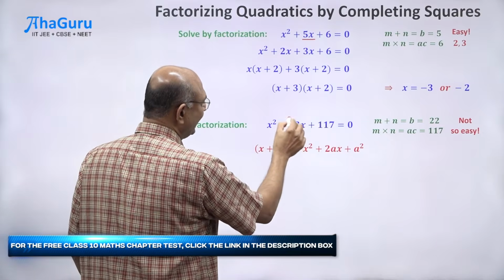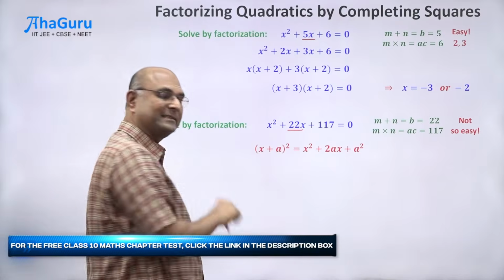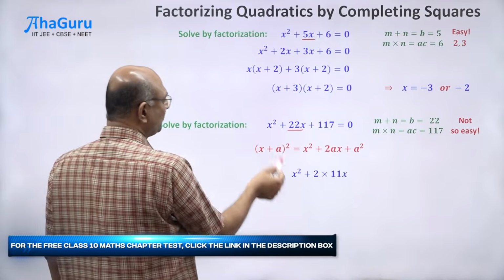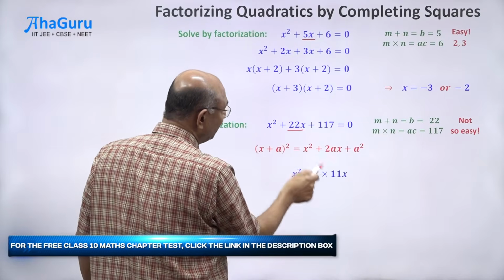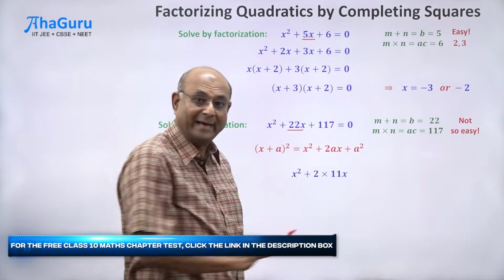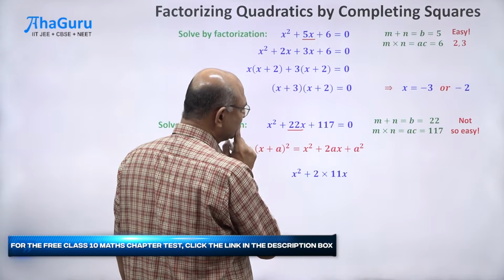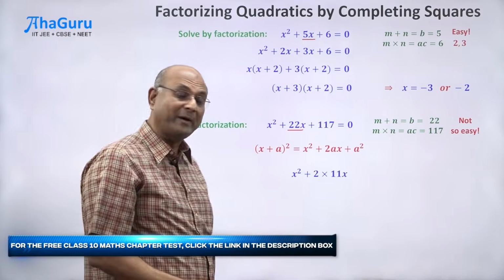So what you do is you take the middle term here and write it as 2 times something times x. You can always do that. So x square plus 2 times 11 times x. It's 22x, I've just written it this way. It is different from what we are doing there, but you will see that we can factorize this way as well. But if I have 2 times 11 times x, the next one should be 11 square, right?